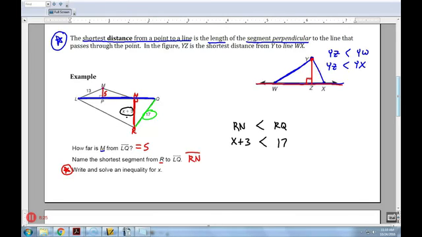So now I just solve the equation. I subtract 3 from both sides, and I get x is less than 14, and I leave my sign the same. So this is my answer.